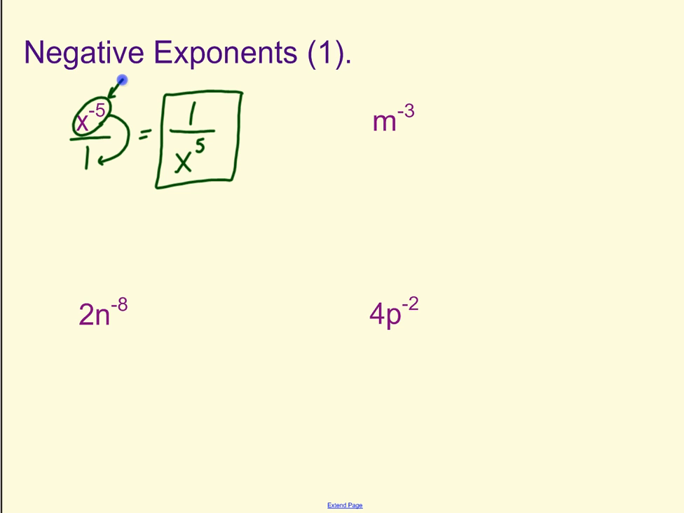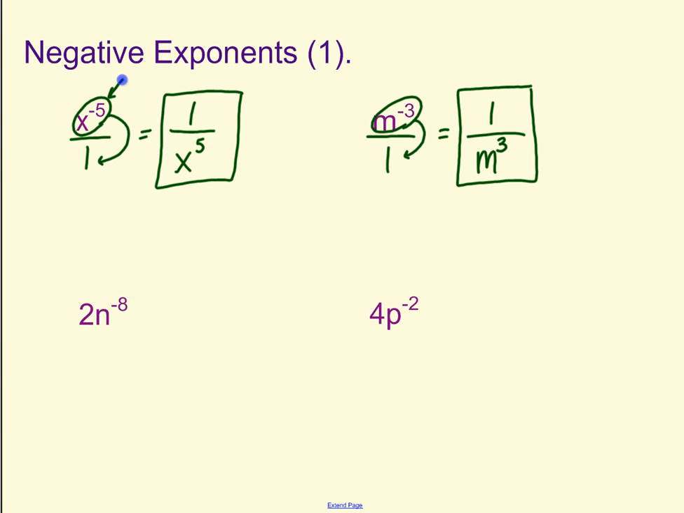So m to the negative 3, it is over 1 already. It's a negative exponent. We want that positive, so we're going to move it. So we take the exponent with its base. It's coming down here. So the m stays the same. The negative 3 changed signs. It becomes a positive 3. Then what do we have left up top? Just the 1. So we have 1 over m to the third power.